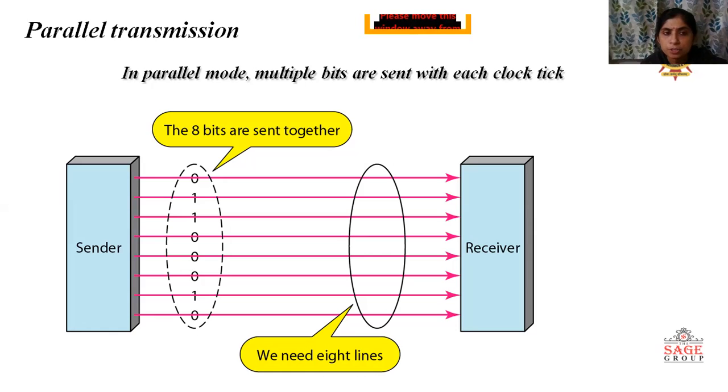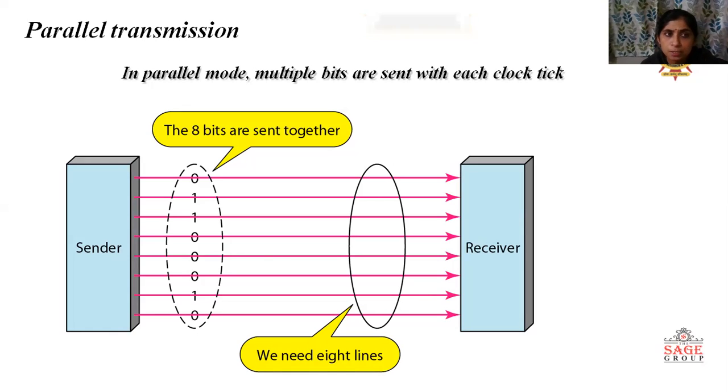In this parallel transmission mode, multiple bits are sent with each clock tick. That means in each clock pulse, 8 bits are sent together. For sending 8 bits at a time, we require 8 transmission lines between sender and receiver. This is the parallel transmission method. The sending operation is very fast, but at the same time, we have to take care of these 8 transmission lines.